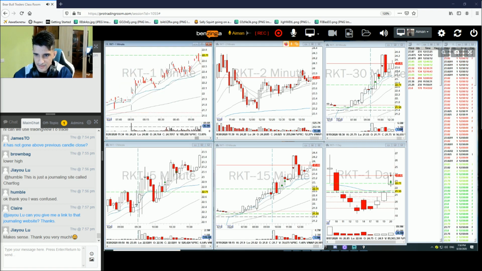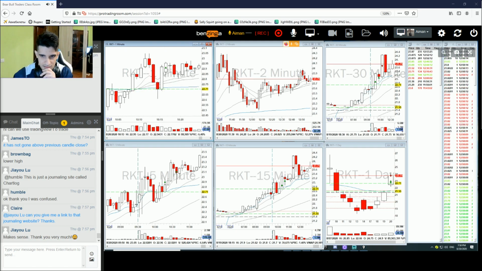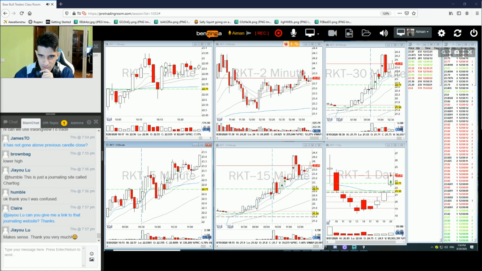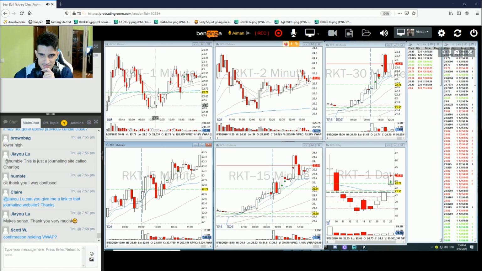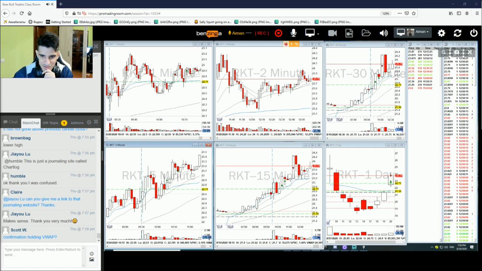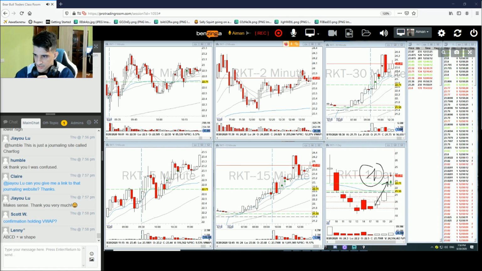Let's get back. What did I like about it on the 5-minute chart? It's holding VWAP, exactly. This is one indicator, I like it. First of all, if you're looking at the daily, it's uptrending, right? This is one thing I definitely liked. Stock is uptrending, it gapped up, it's strong.